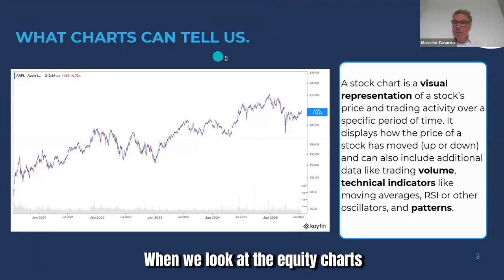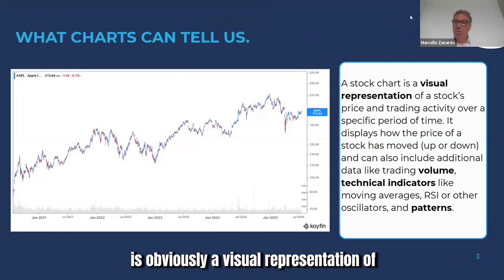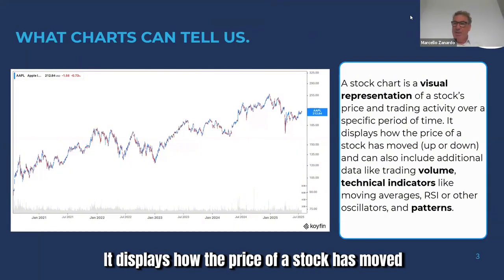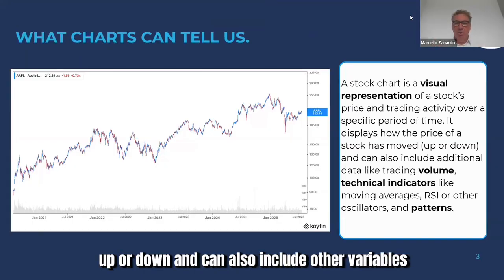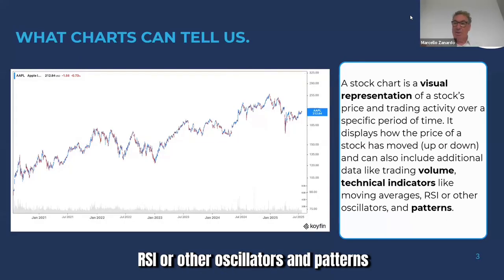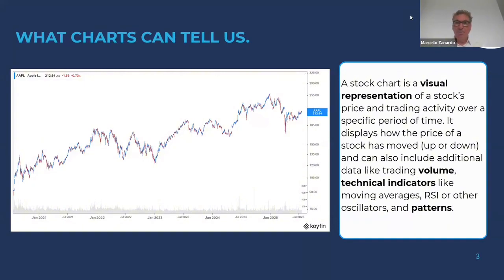When we look at equity charts, a stock chart is obviously a visual representation of a stock share price and trading activity over a time period. It displays how the price of a stock has moved up or down and can also include other variables such as trading volume and technical indicators like moving averages, RSI, or other oscillators and patterns.